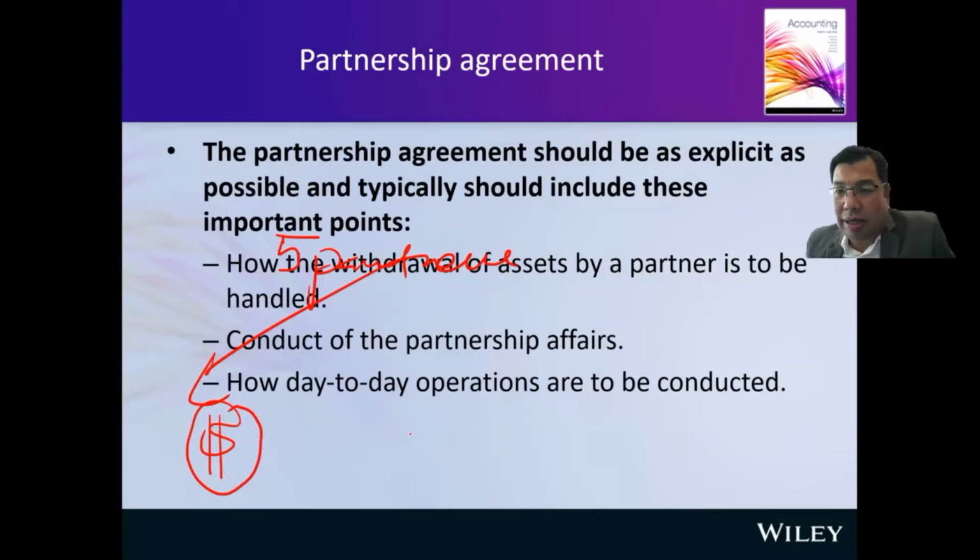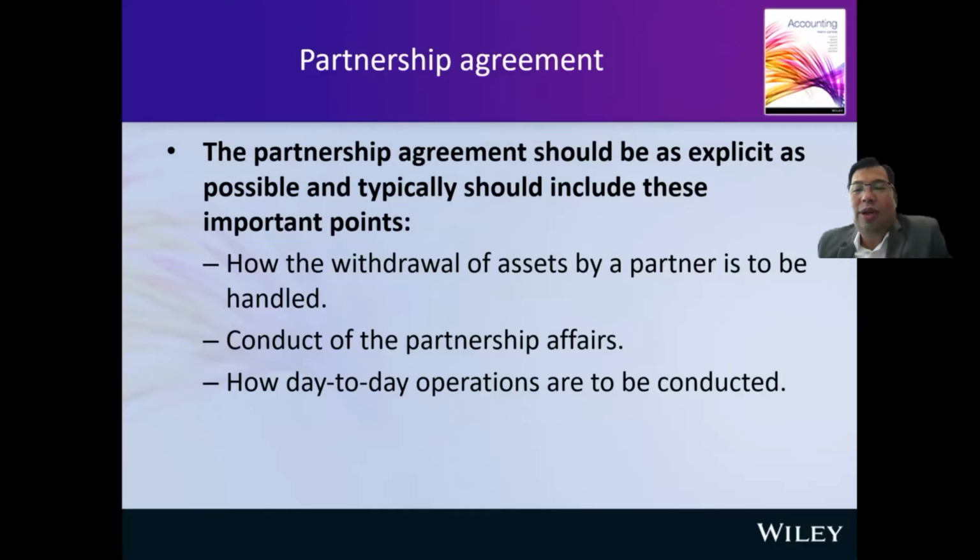This is a sleeping partner. We have an active partner. We also have a sleeping partner. Like in your group project, you will have a sleeping partner as well as an active partner. So how are we going to reward? Are we going to reward equally the sleeping partner and the active partner, or are we going to give special incentive to the active partners? How are we going to pay them?